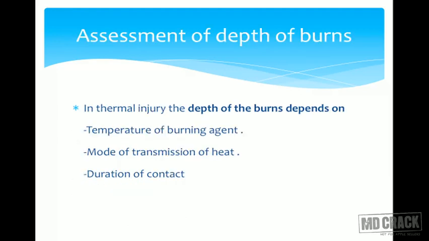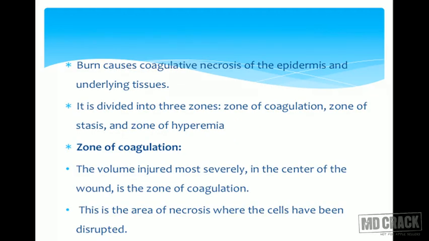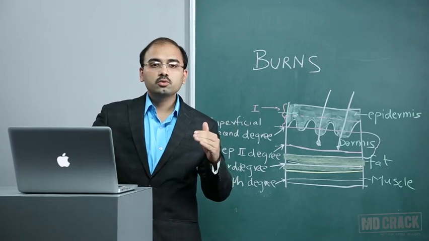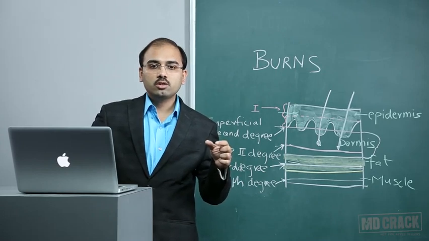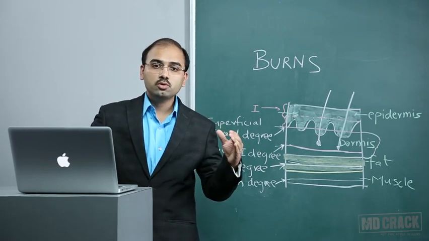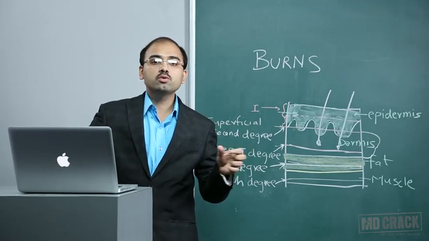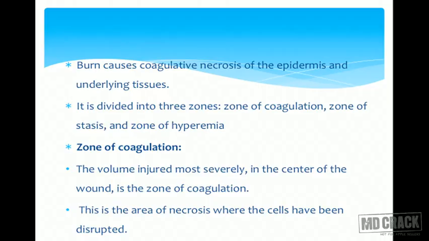Next we'll go to assessment of the depth of burns. In thermal injury, the depth of the burn depends on the temperature of the burning agent, the mode of transmission of the heat, and duration of contact. Burn causes coagulative necrosis of epidermis and underlying tissues. It is divided into 3 zones: zone of coagulation, zone of stasis, and zone of hyperemia. Please go through these zones very carefully, because there are distinct changes occurring in each zone. You may be asked MCQ questions based on the description of each zone, and you are asked to identify which zone it is.